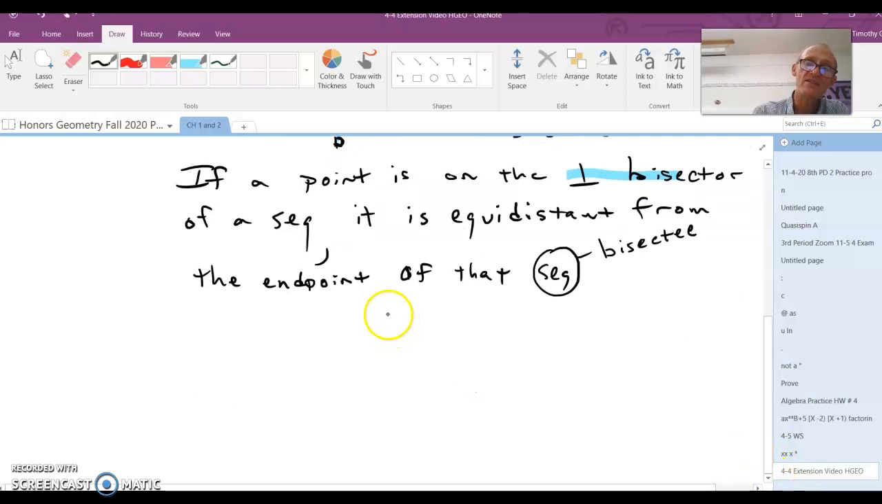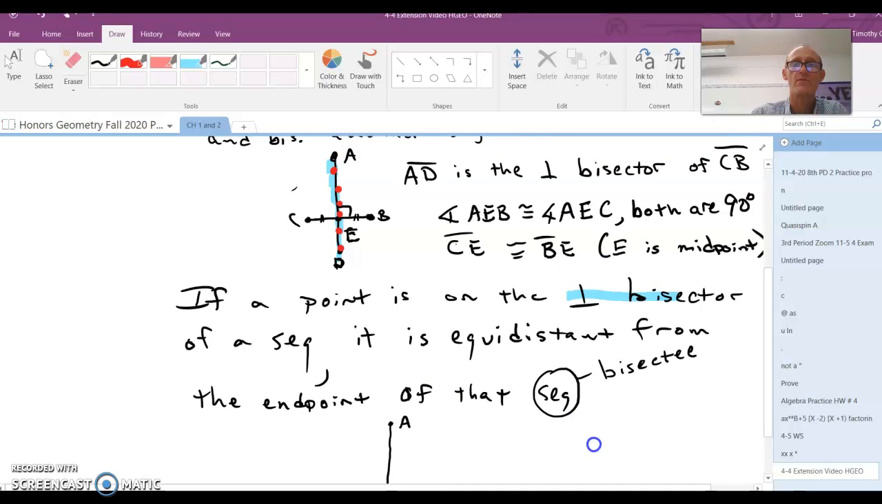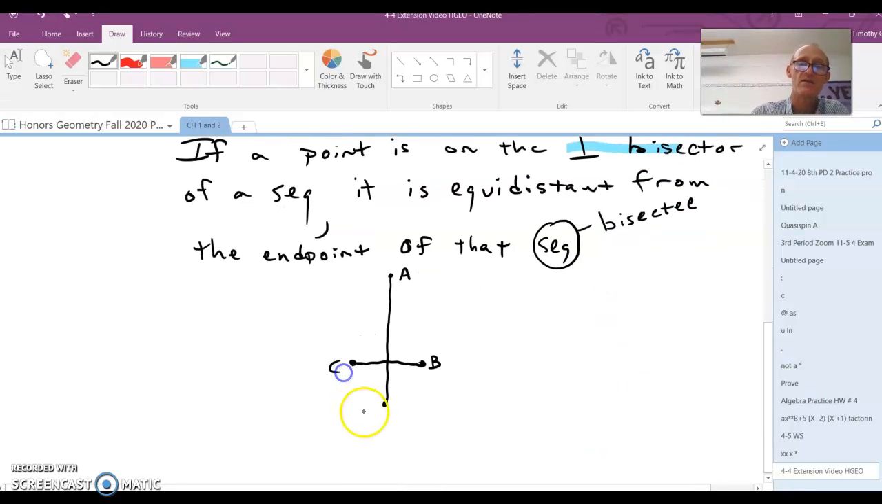So what that means is this. So I'm going to do that same kind of segment again here. And this is A, this is B. Was it C? No. A, B, and then CD here. So we have the perpendicular bisector. So AD is a perpendicular bisector of CB.